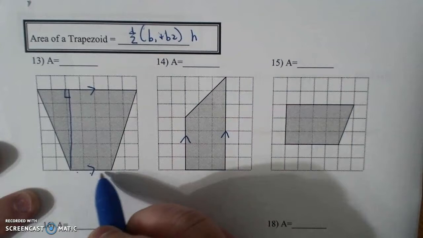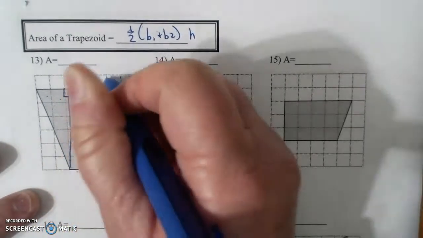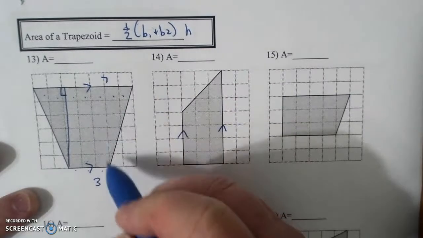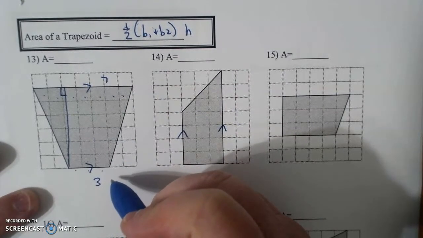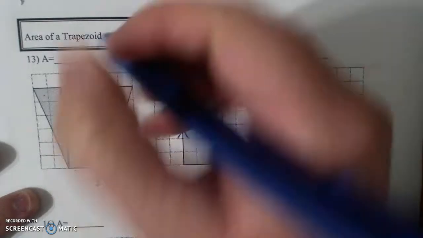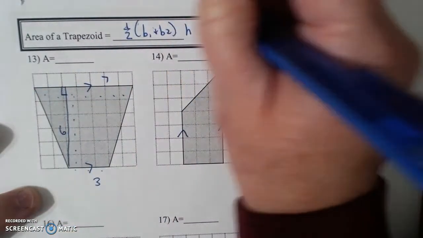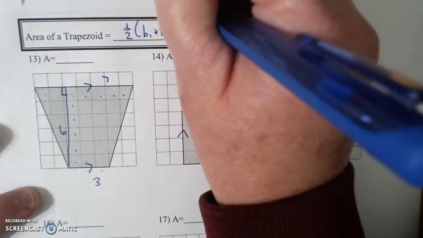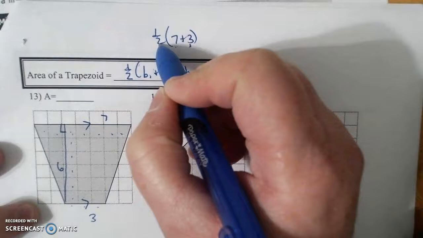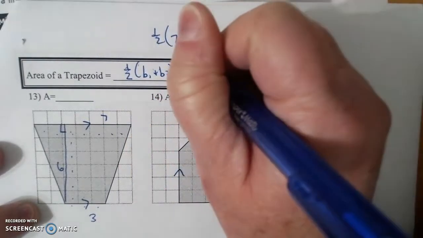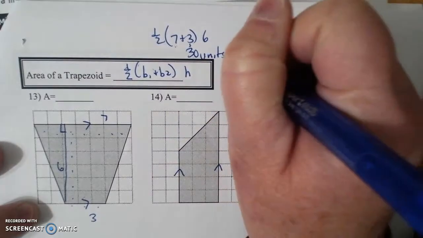This base is 1, 2, 3. This base is 1, 2, 3, 4, 5, 6, 7. So when I add 7 and 3, I get 10. Take half of it, that would be 5. And then the height is 1, 2, 3, 4, 5, 6. So it's 1/2 of the 7 and the 3. 7 and 3 is 10, times half is 5, times the height of 6. So 5 times 6 is 30 units squared.